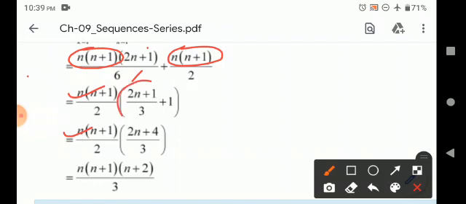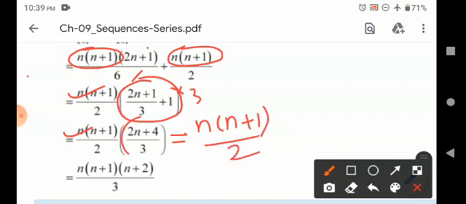We will take the LCM between these two fractions. The common denominator is 3. This fraction gets multiplied by 1 and this will get multiplied by 3. Therefore 2n plus 1 plus 3 gives 2n plus 4 divided by 3. Therefore here we can observe that we take the common n into n plus 1 divided by 2. From this fraction we take 2 common outside. We are left with n plus 2 divided by 3.